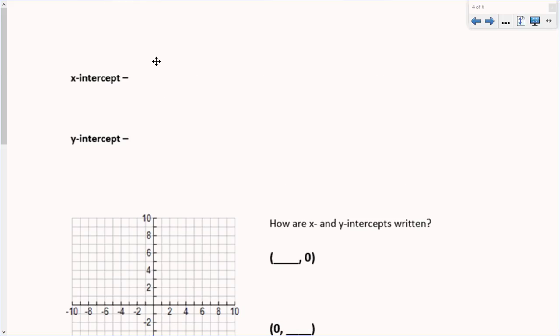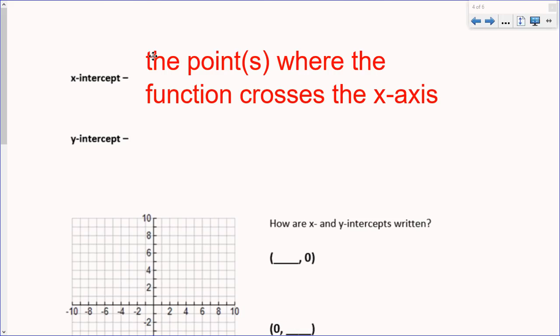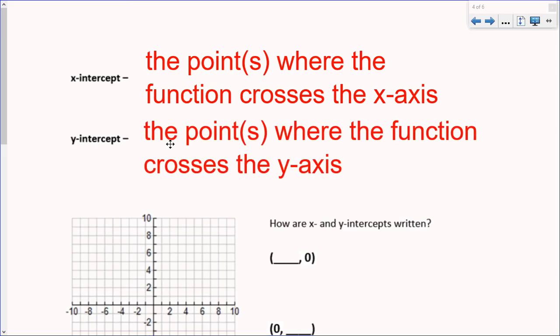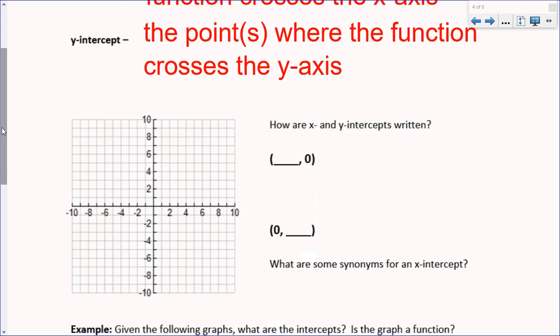Now, x-intercepts are the points where the function crosses the x-axis. Okay? And y-intercepts are the points where the function crosses the y-axis. So here, I don't know why I gave you a graph actually. It's important to understand how they're written, because once you understand how the ordered pair is written for an intercept, you can use that information to find a missing value.